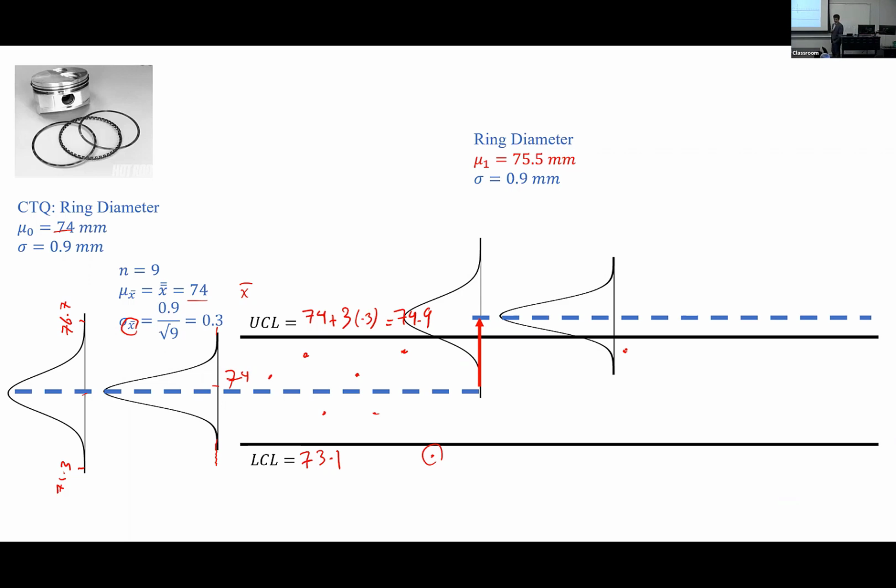So what's happening now? The process is out of control, but I think it's in control, right? So we call that a type 2 error. And the probability of that is beta.